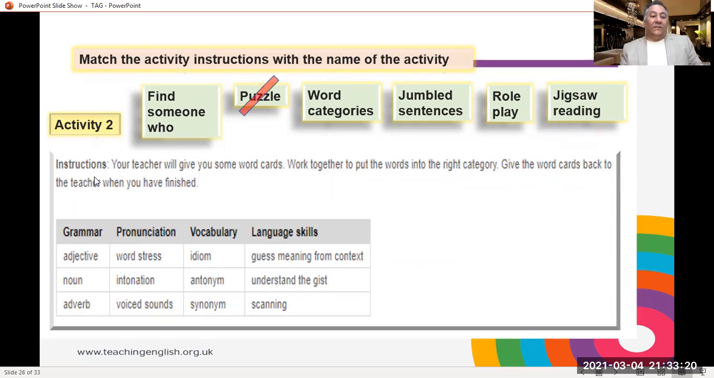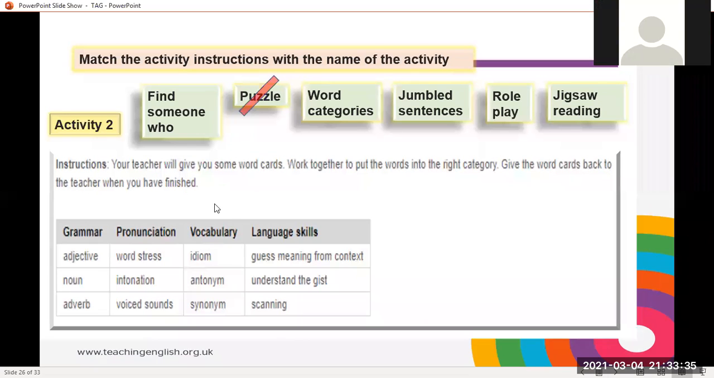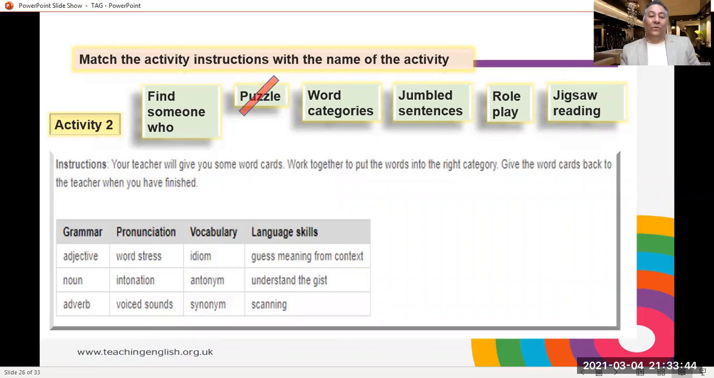The instructions say, your teacher will give you some word cards. Work together to put the words into the right category. Give the word cards back to the teacher when you have finished. So where are the categories? Ms. Zainab again. Is it the word categories? You agree with Ms. Zainab or not? Yes. Okay. Right. Exactly.